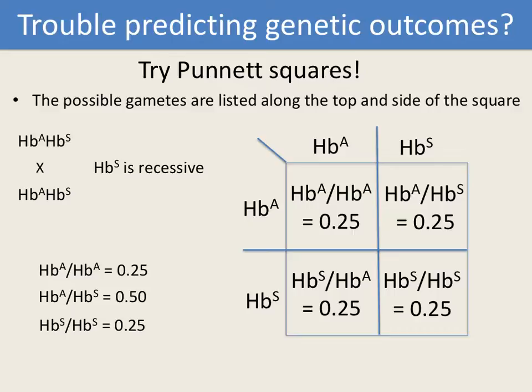Now, what's the probability that there are carriers? The parents are carriers, or the children are carriers of the allele? 50%. Right. You have up on the top right, 25%, and on the bottom left, you have 25%. Those are both heterozygotes.